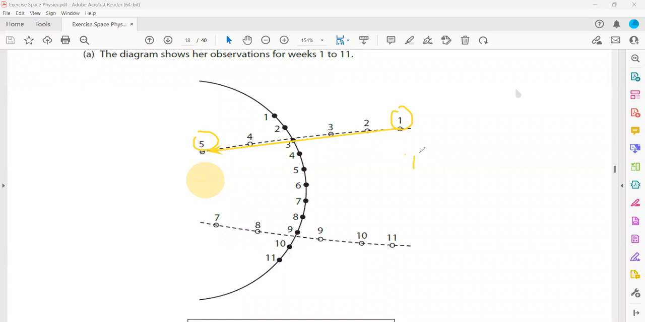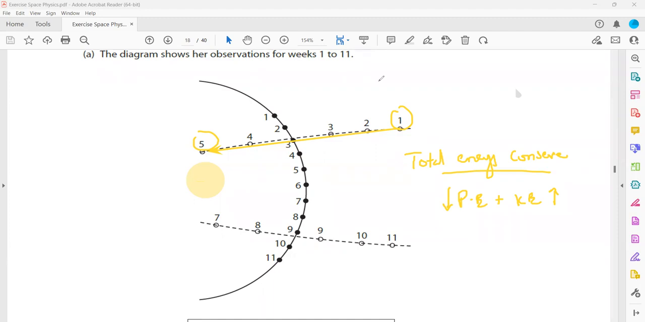So the total energy is conserved. Total energy is always conserved, meaning the sum of the potential energy and the kinetic energy should be constant. When the comet is moving from position 1 to 5, what happens to its potential energy, increase or decrease? Moving from 1 to 5, it decreases as it goes closer to the sun, so the kinetic energy increases. If the kinetic energy increases, the speed of the comet will also increase.